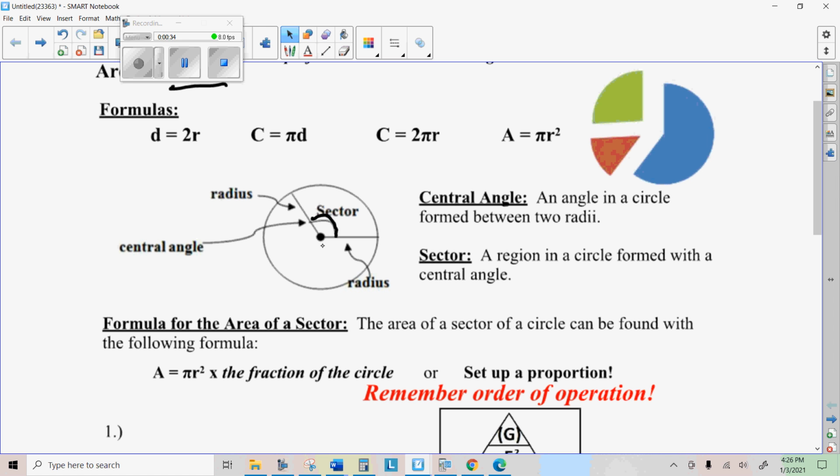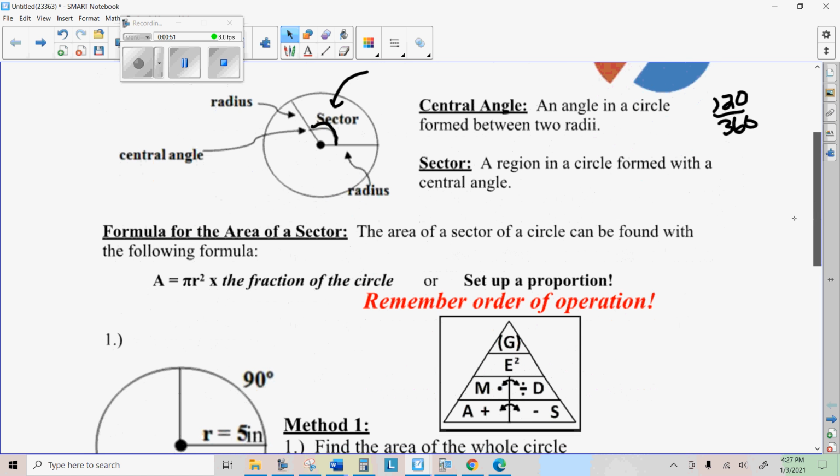Now remember, it's important to know that there are 360 degrees in a circle. So let's say that this is 1/3 of the whole circle. That would be 120 degrees out of 360, which is the same as 1/3, right? There are always 360 degrees in every circle. And a sector is a region that's formed by a central angle and the outside of the circle. So what we're going to do is figure out what an area like that is.